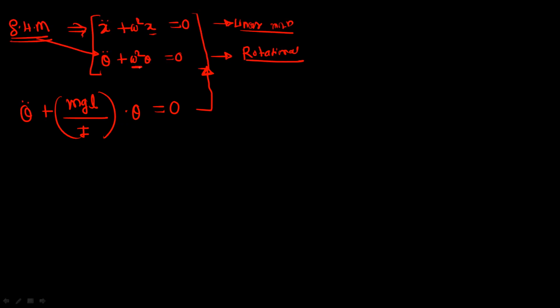So we can say this omega square must be equal to this term mgl upon I. So this omega square is the frequency of simple harmonic motion. So similarly, for this system, it will become the natural frequency. So omega n is equal to square root of mgl upon I. Okay. Now here we will put the exact value of the mass moment of inertia for the simple pendulum. So this is the mass and this is the length of the pendulum.